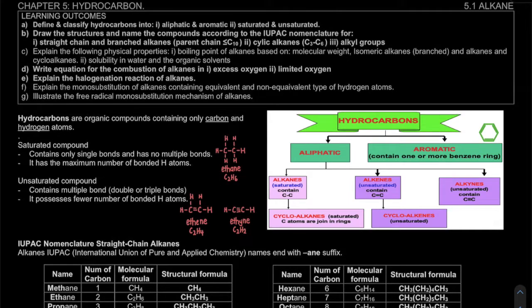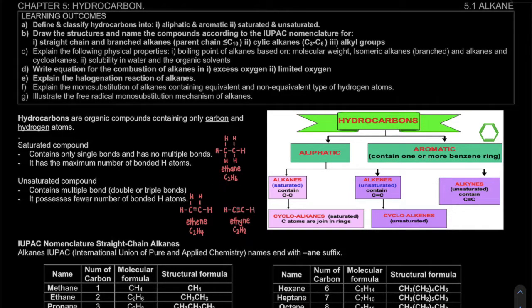Okay, an unsaturated compound will contain multiple bonds, either double or triple bond, and it will possess a fewer number of bonded hydrogen atoms. For example, we have our ethene. Remember, alkene has a carbon-carbon double bond, and then we finish up by making sure the carbon must have 4 bonds. But when we draw it here, we know that the hydrogen is 4. C2H4. When we compare it to the saturated compound, the maximum is C2H6.